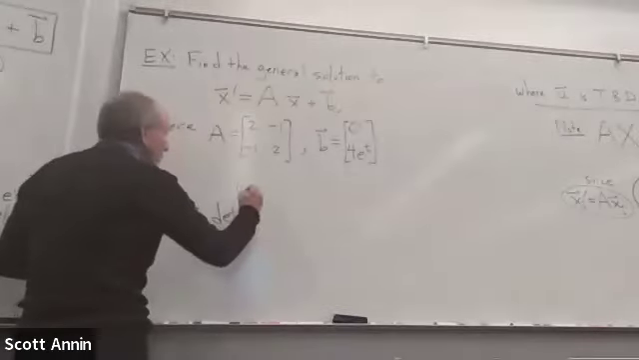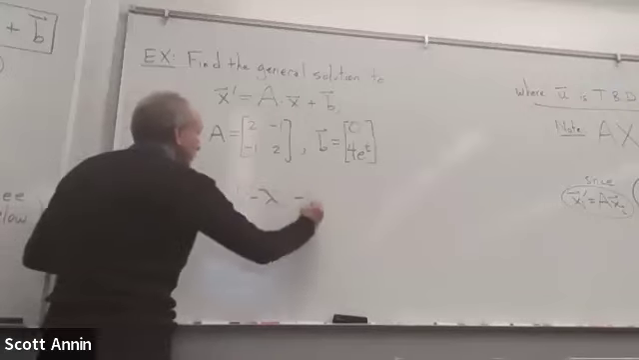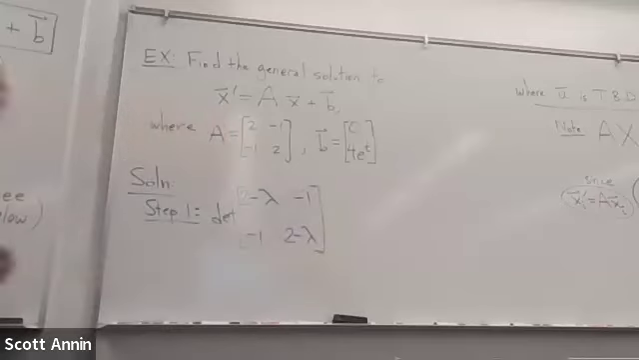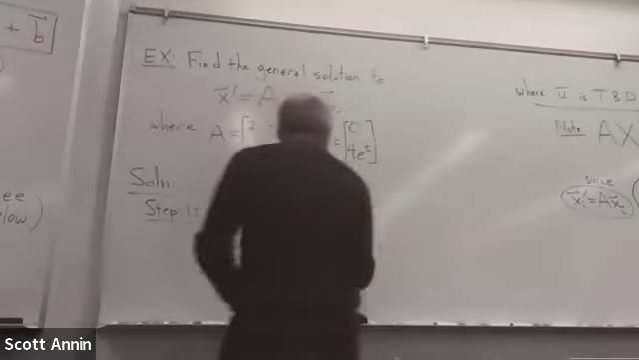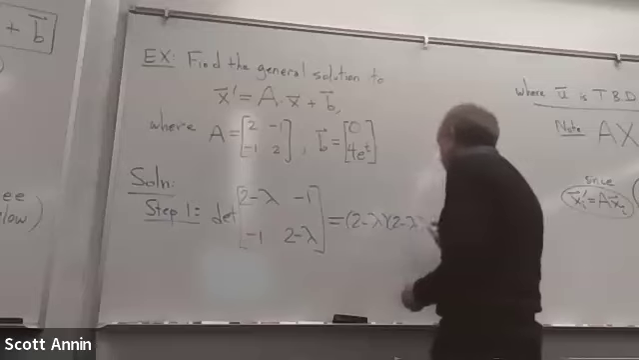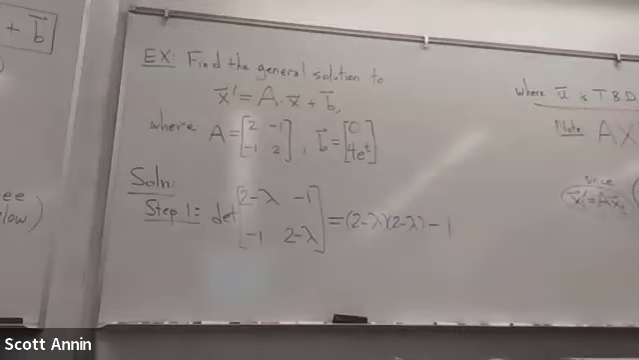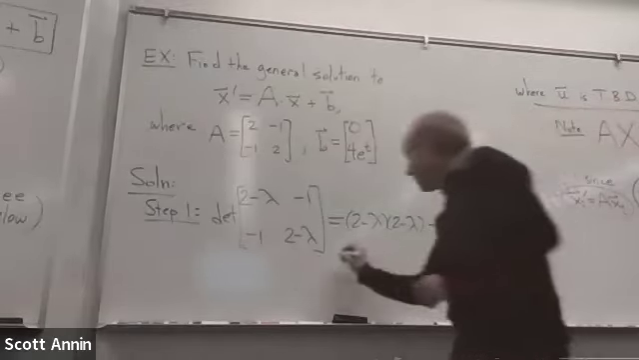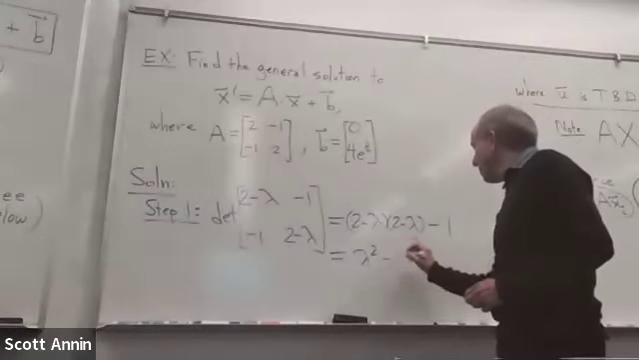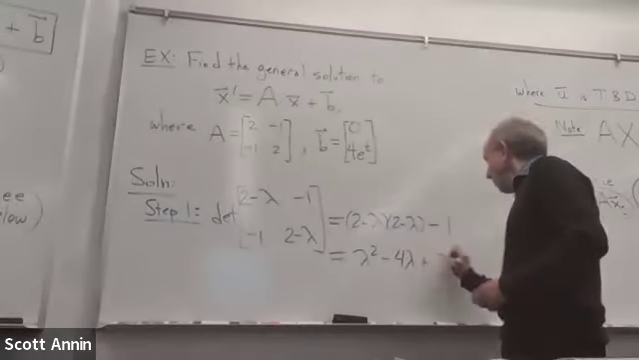The determinant of, so this is the matrix that we get when we subtract lambda off of the main diagonal of the matrix. I'm going to use my 2 by 2 formula here: 2 minus lambda times 2 minus lambda, and then minus 1. I'm going to go ahead and expand that all the way out. So it becomes lambda squared minus 4 lambda plus 3.